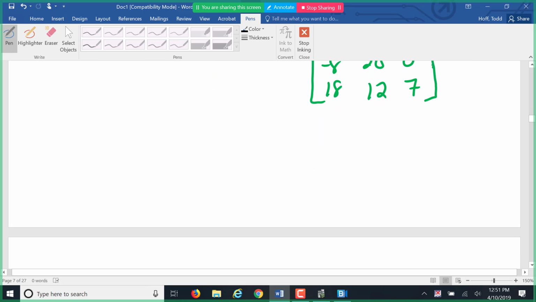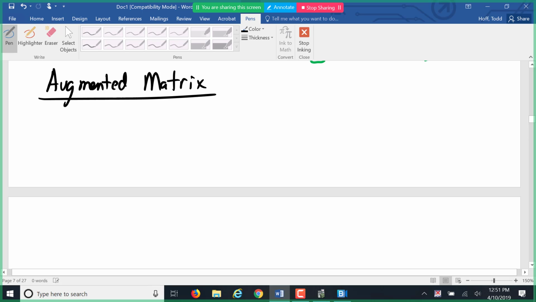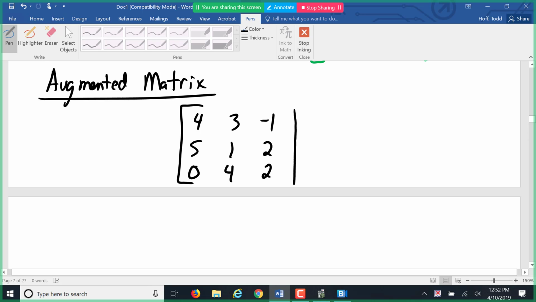Well, why is this important to us? Well, because if we combine this concept with something called an augmented matrix, an augmented matrix is a matrix that has additional numbers attached to it. Okay, so an augmented matrix, we take that regular matrix, and usually it's a square matrix. So I'm going to have 4, 3, -1, 5, 1, 2, 0, 4, 2, and we're going to attach extra numbers to each row. And to show which ones are attached, there's usually a break line like this, and on the other side are the augmented numbers.